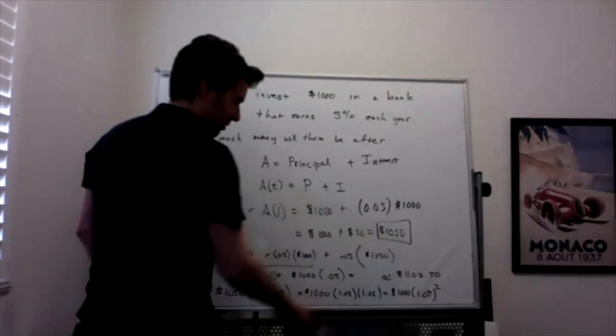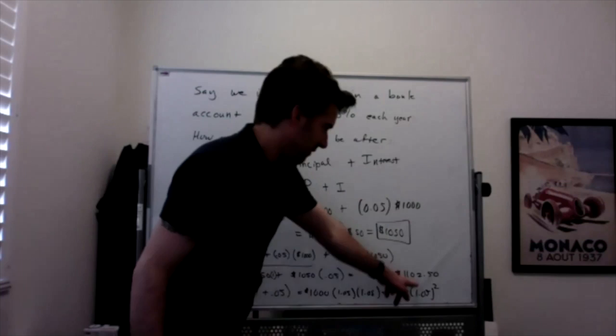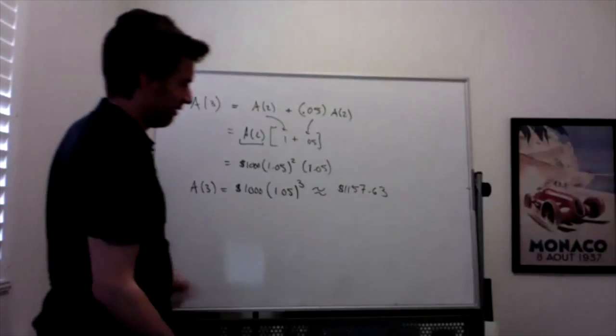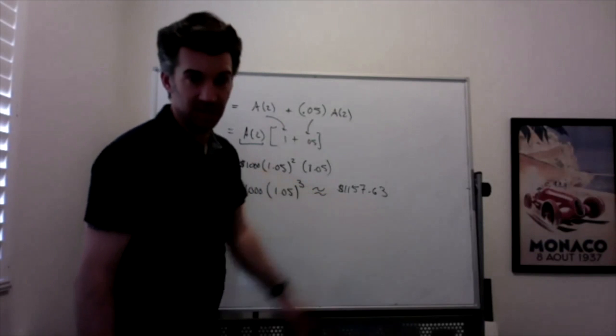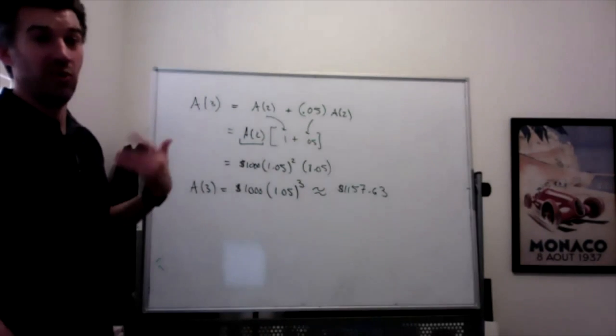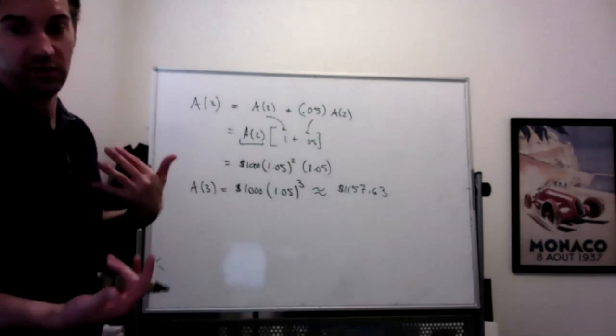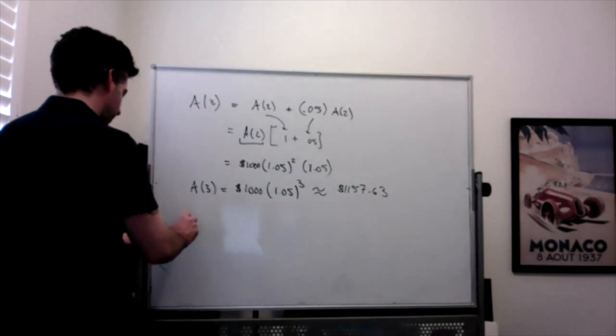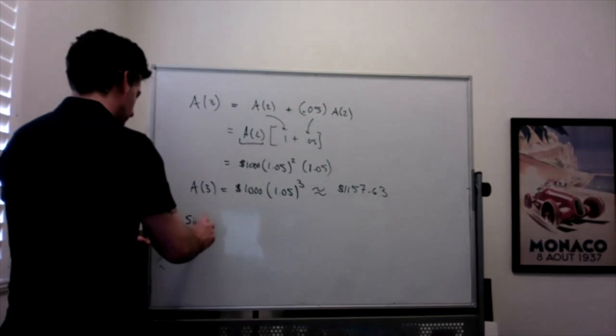So this first year, we got $50 of interest. This next year, we got like $52.50 of interest. And this next year, we got like $55.11, right? So each year, you're getting a little bit more interest because you have more principal to get interest on. So here's the general formula for annual compound interest.